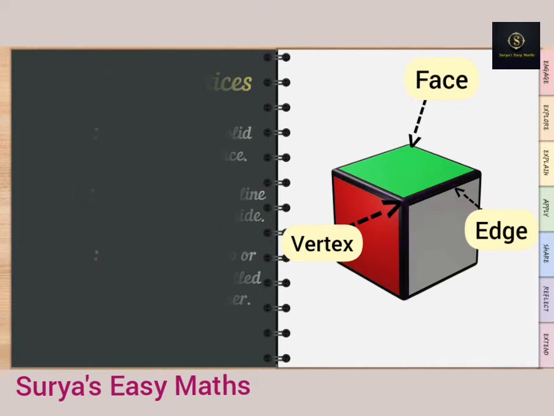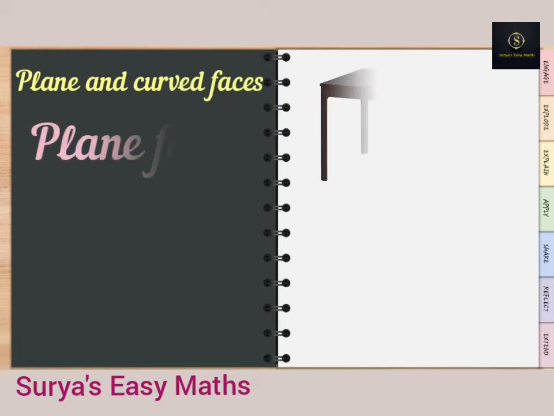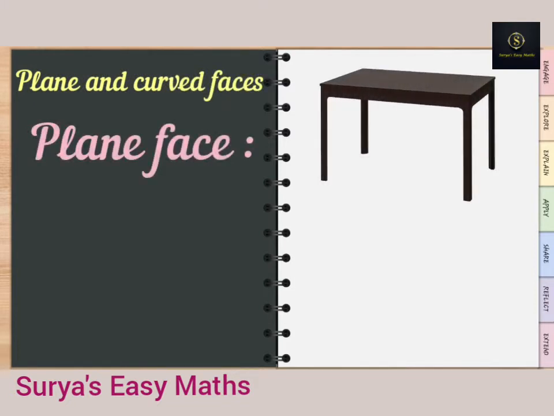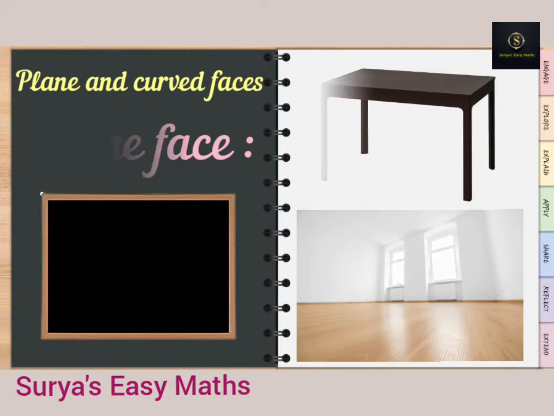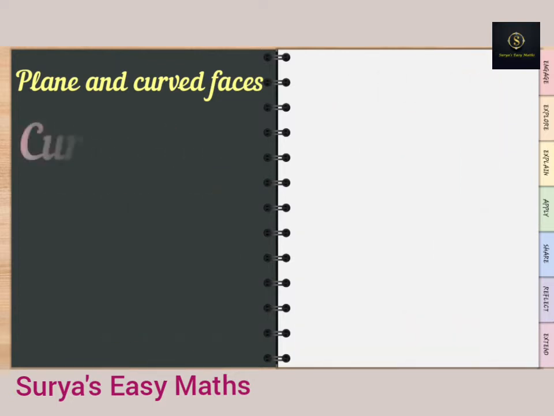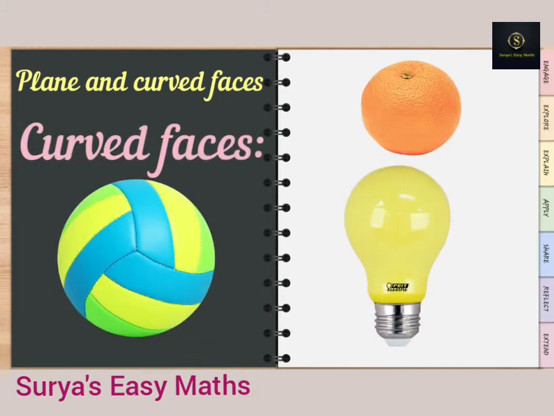Now children, let us understand about plane and curved faces. Children, see the top of a table, blackboard, the floor, all have plane surfaces. When we touch them, we can observe that these all have plane surfaces. Now, see a ball, orange, bulb. These all have curved faces. If we touch them, we can observe that these have curved surfaces.